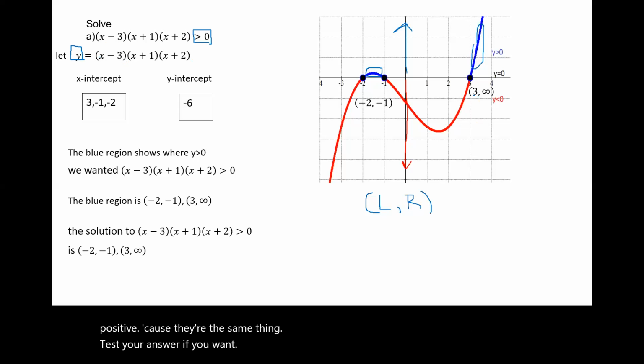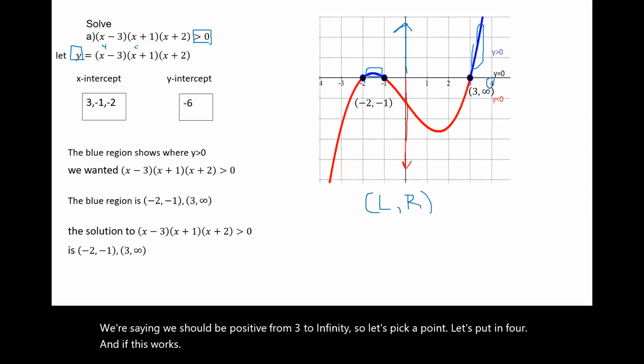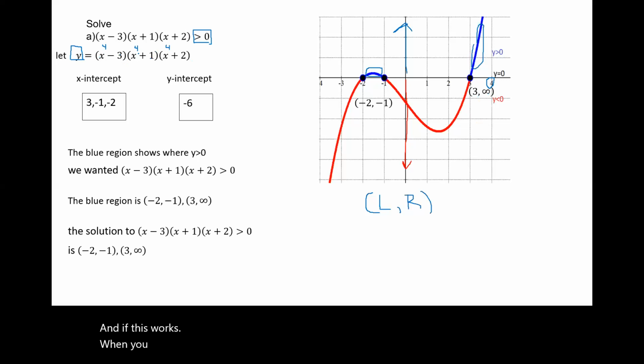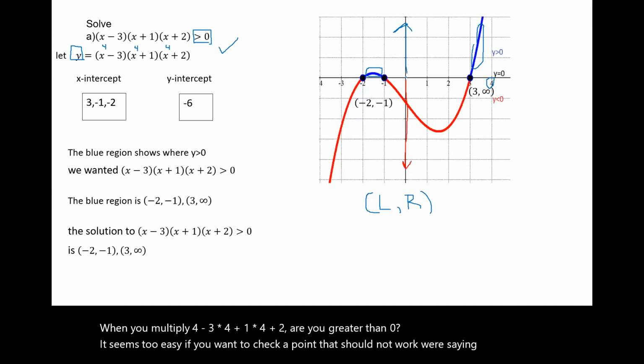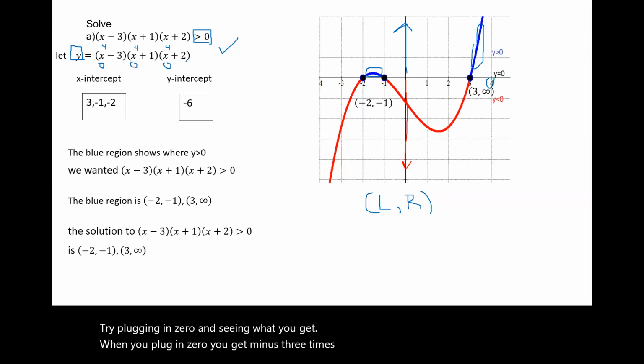Test your answer if you want. We're saying we should be positive from 3 to infinity. So let's pick a point. Let's put in 4 and see if this works. When you multiply 4 minus 3 times 4 plus 1 times 4 plus 2, are you greater than 0? Yep. That seemed too easy. If you want to check a point that should not work, we're saying 0 is not part of the answer. Try plugging in 0 and seeing what you get. When you plug in 0, you get minus 3 times 1 times 2, which is negative, not part of the answer. So it looks like this works.